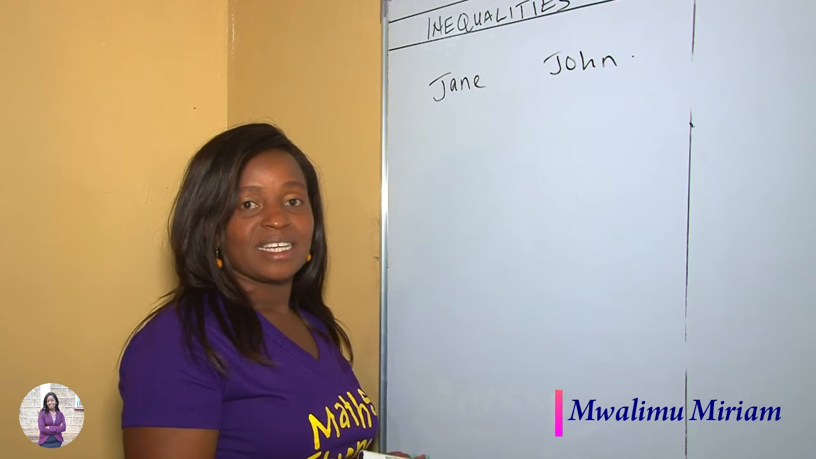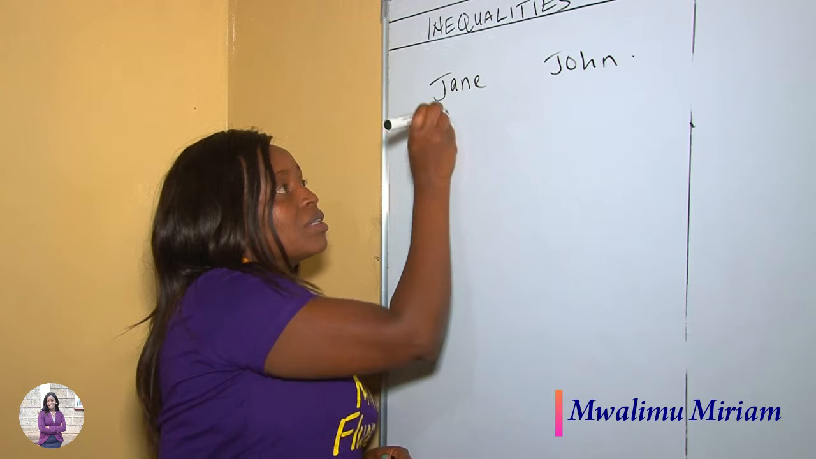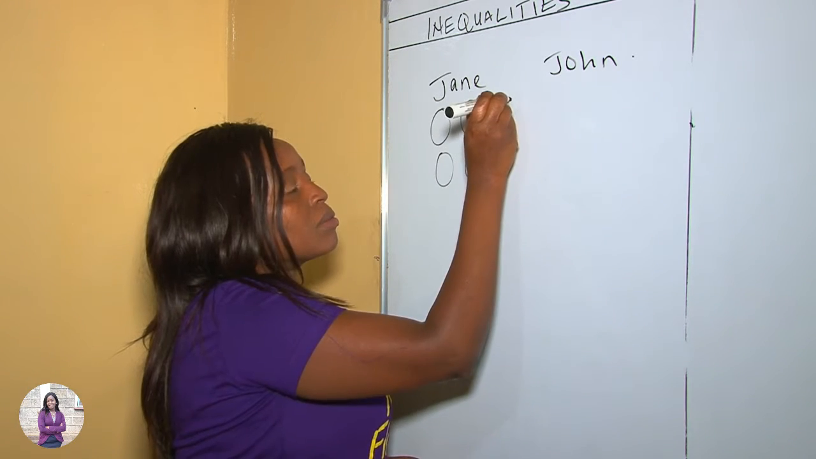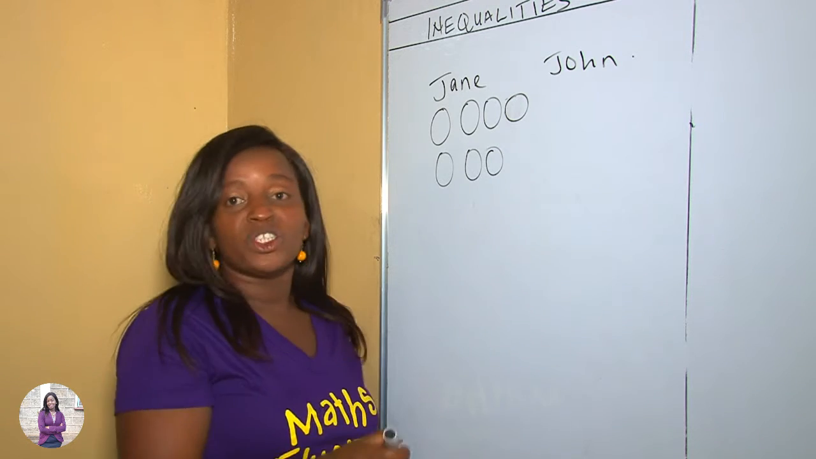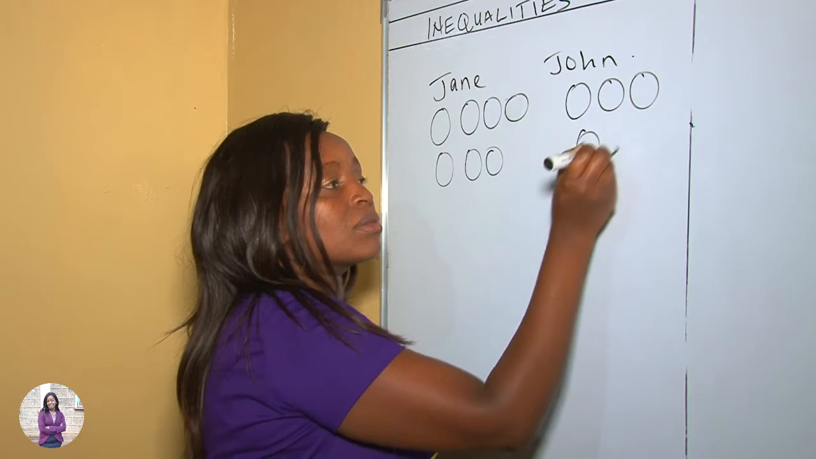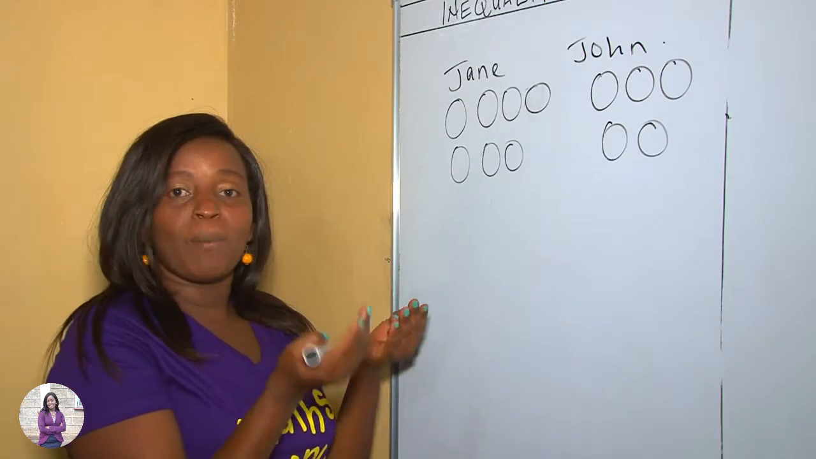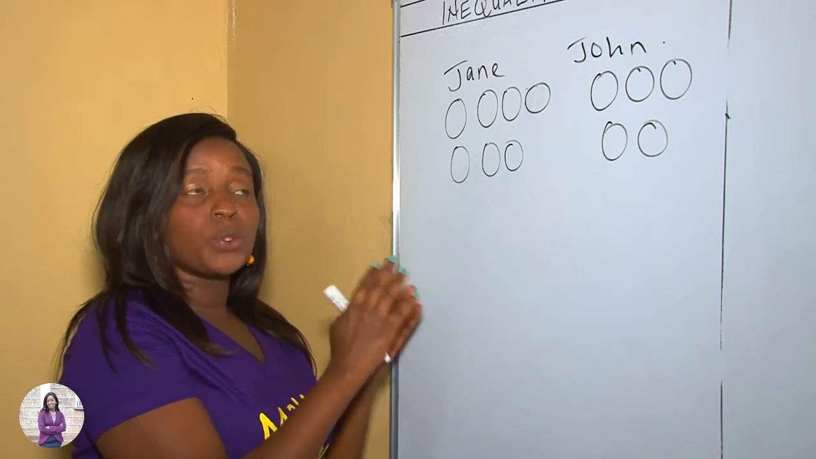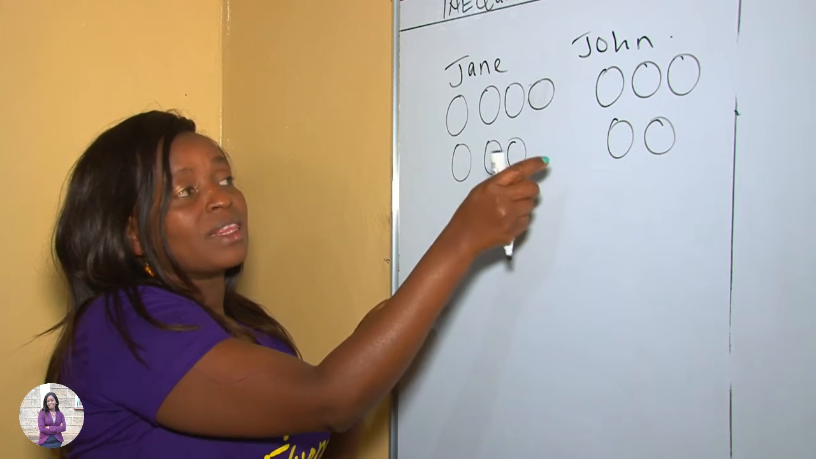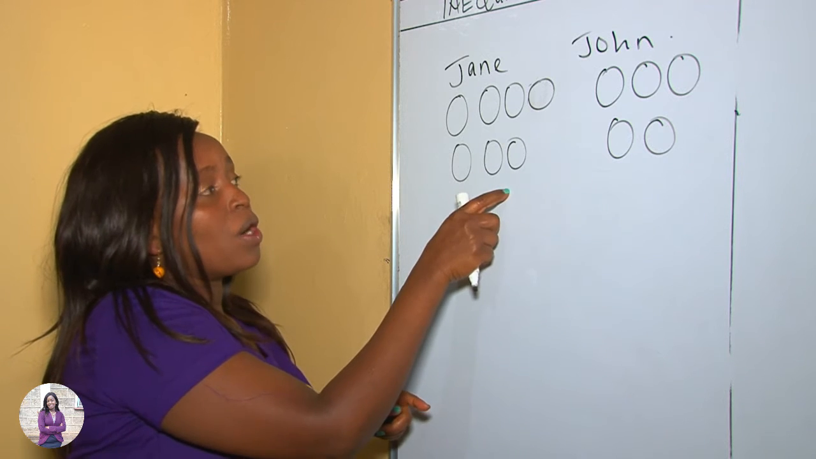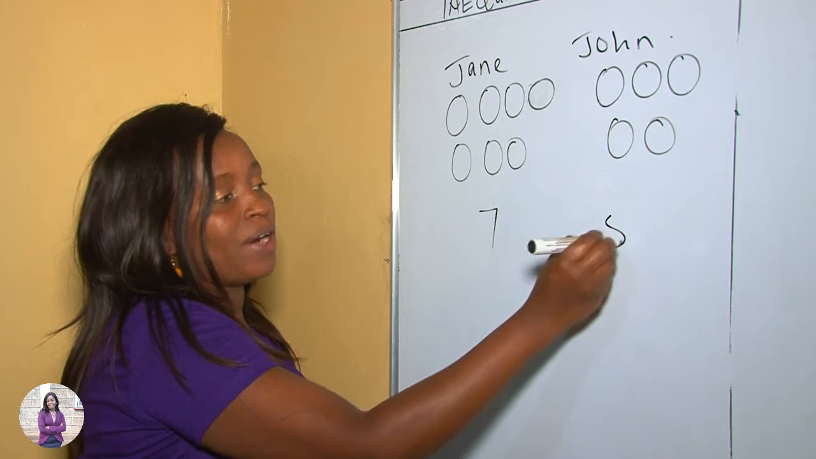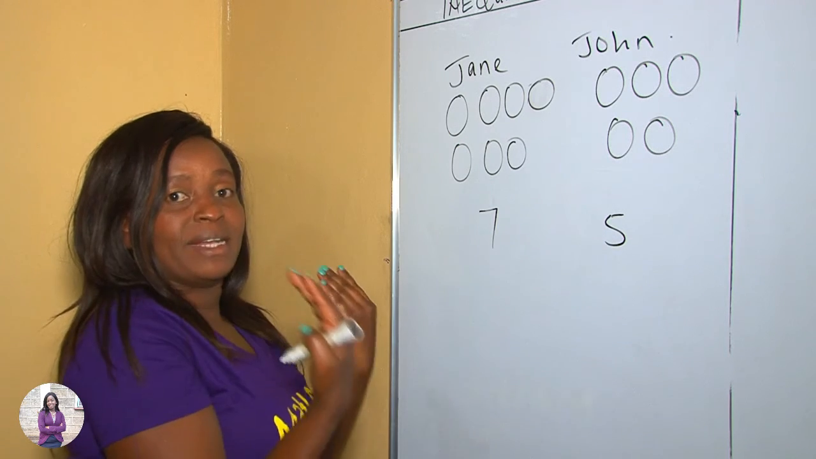Jane has 7 apples. And John has 5 apples. When you compare the number of apples that Jane has to the number of apples John has, Jane has more apples than John. Here they are 7 and here they are 5. So 7 is a bigger number.